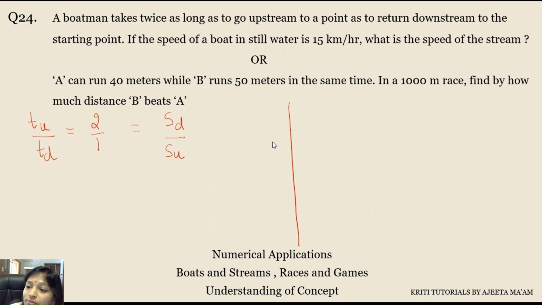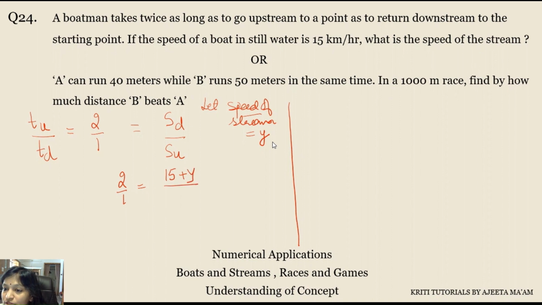Now, what will be the speed of the stream? That is our question. So let's take a let statement. Let the speed of stream be y. Now what will be the downstream speed? Speed of boat in still water is given as 15. So what will be our downstream speed? That is 15 plus y. What will be our upstream speed? That is 15 minus y.